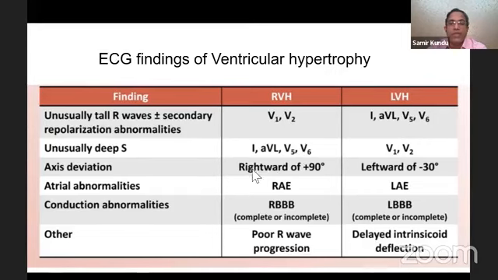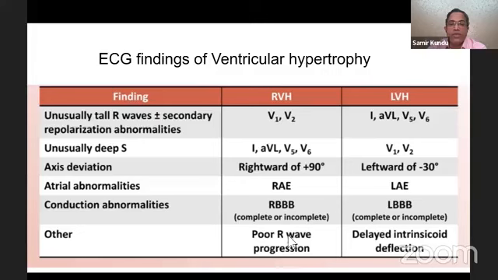In case of right ventricular hypertrophy, there is a right axis deviation. In case of left ventricular hypertrophy, left axis deviation. In case of right ventricular hypertrophy, right atrial enlargement. In case of left ventricular hypertrophy, left atrial enlargement. There may be right ventricular hypertrophy with RBBB and left ventricular hypertrophy with LBBB present.